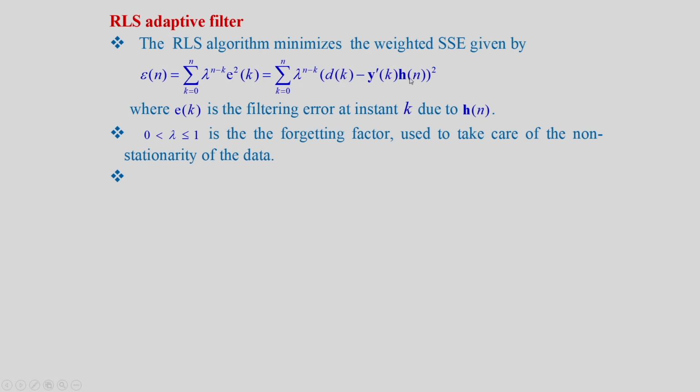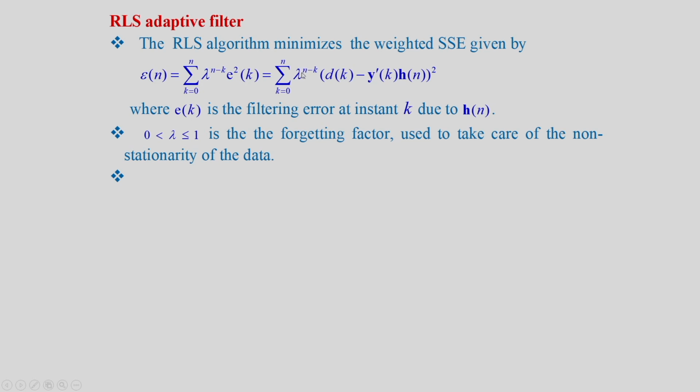And this is important: we are filtering all the past signal values with respect to h[n], the current estimate of the filter, and that way we are determining the error, and these errors are weighted by what is known as the forgetting factor lambda to the power n minus k, and this lambda lies between 0 and 1. In the case of a WSS signal, we can take lambda equal to 1, and this is used to take care of non-stationarity of the data. So, for example, since lambda is a fraction, as n tends to infinity, lambda to the power n minus k, for k equal to 0, will become lambda to the power n.